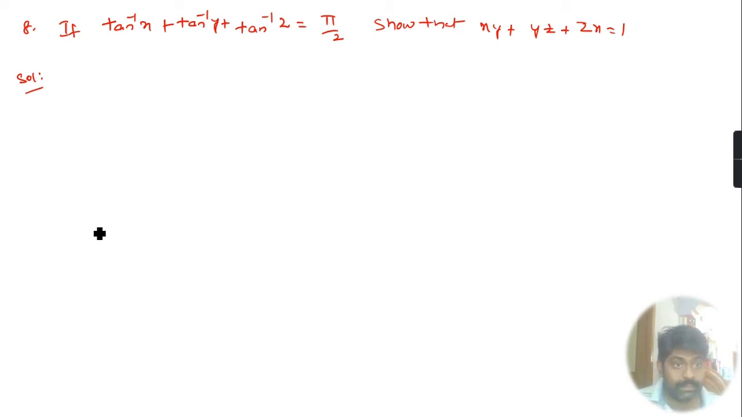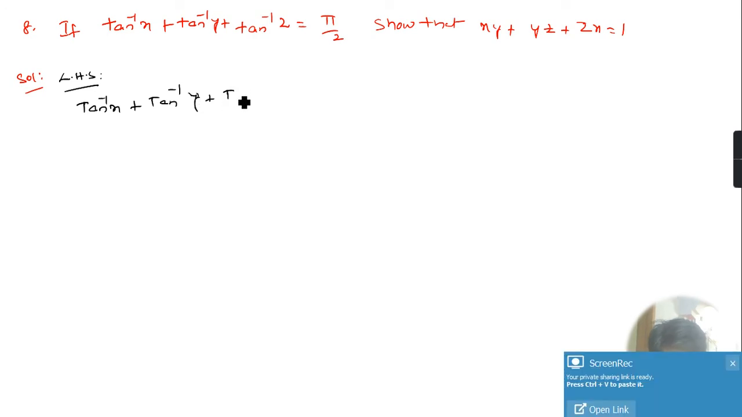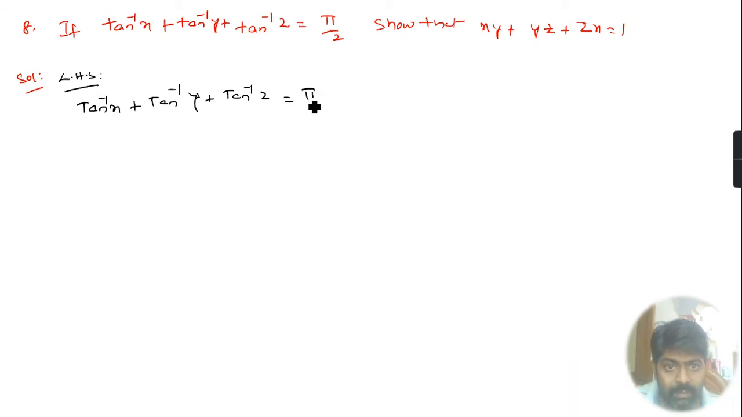So the next question is, if tan inverse x plus tan inverse y plus tan inverse z is equal to pi by 2, then show that xy plus yz plus zx is equal to 1. Here, the LHS is tan inverse x plus tan inverse y plus tan inverse z, which is equal to pi by 2.